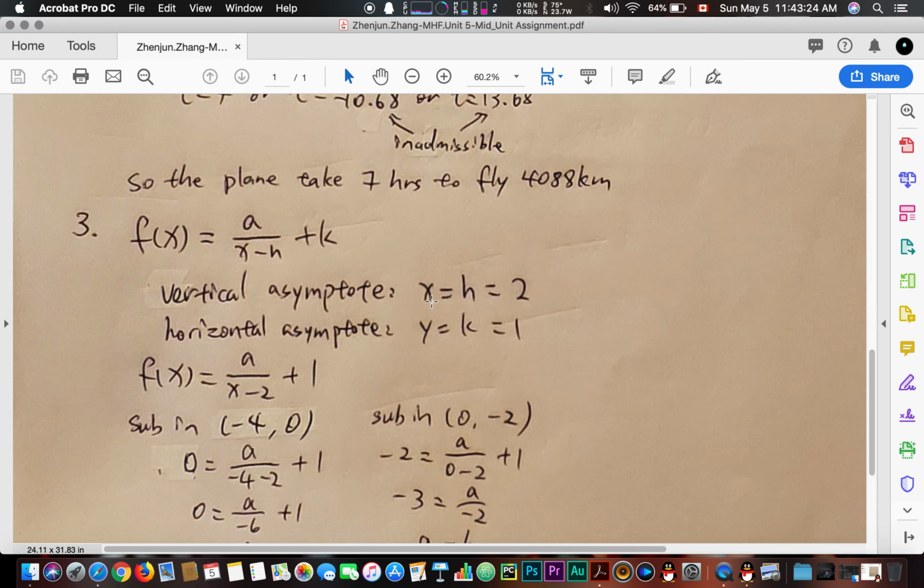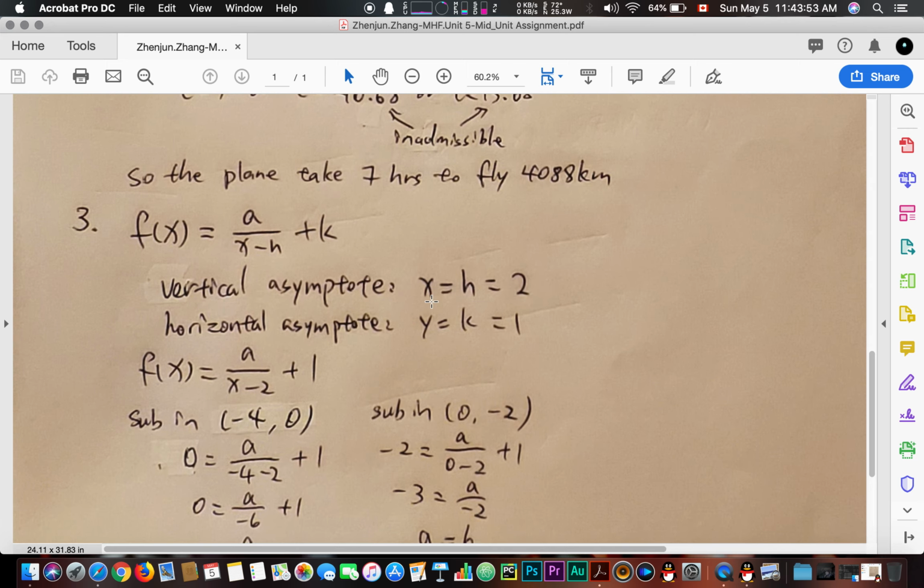Then we move to question number 3. Write an equation for a rational function whose graph has all of the indicated features. Okay, so we need to have x-intercept of -4, y-intercept of -2, vertical asymptote with an equation x equal to 2, and horizontal asymptote with equation y equal to 1.